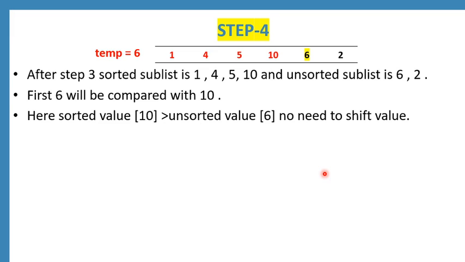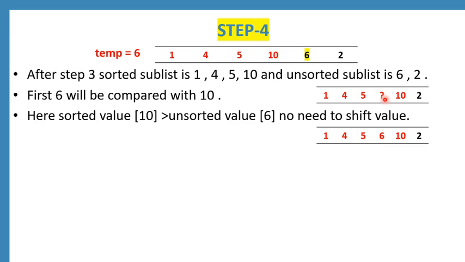Before starting step 4, our sorted sublist is 1, 4, 5 and 10, and the unsorted sublist is 6 and 2. Now first case, here 10 will be compared with 6. Here the sorted value is greater than the unsorted value, so shifting will be done, and after shifting it will look like that. 10 will go to index 4 and index 3 will remain blank. Next we will compare 6 with 5. Now 5 is a sorted value and 6 is an unsorted value. Here the sorted value is less than the unsorted value, so no shifting will be done.